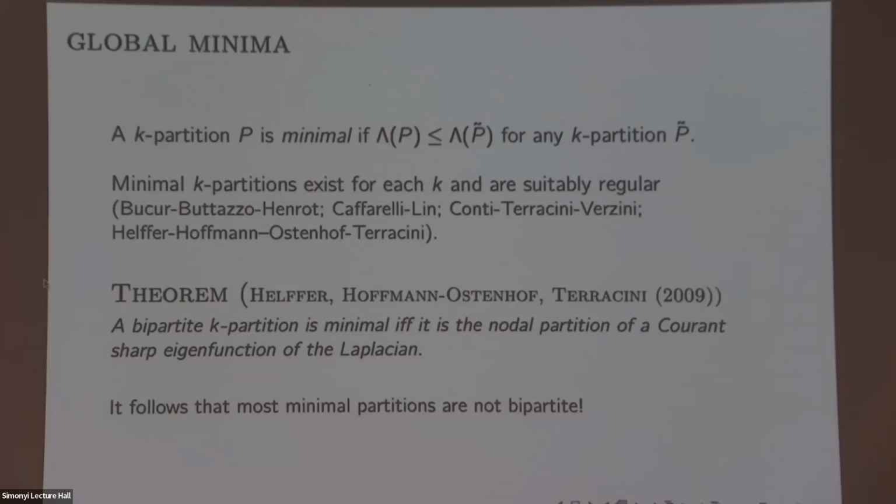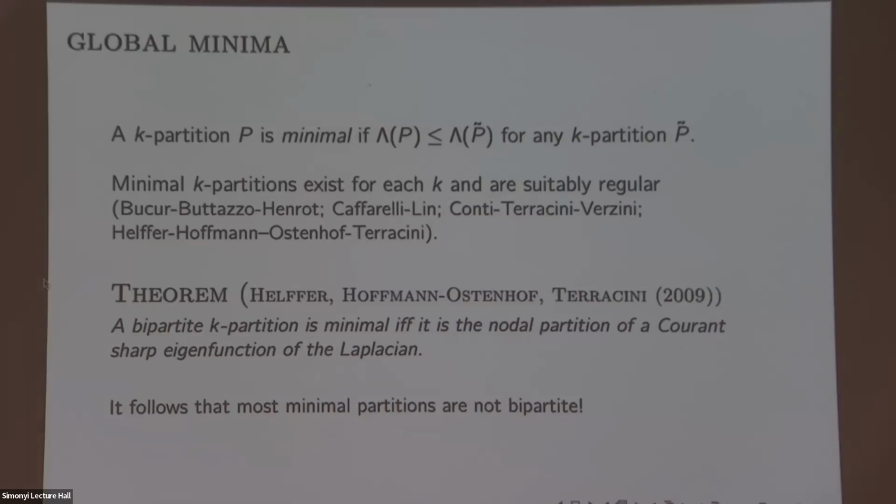Well, maybe more interesting, can we actually calculate or characterize any of these? And the first big result in this direction from 2009 by Helfer, Hoffmann-Ostenhof, and Terracini says that in the bipartite case, so this is a partition that can be two-colored, red and blue or plus or minus, it's going to be minimal if and only if it's the nodal partition of a Laplacian eigenfunction, and that eigenfunction is Courant-sharp.